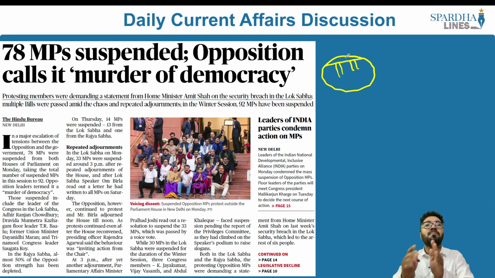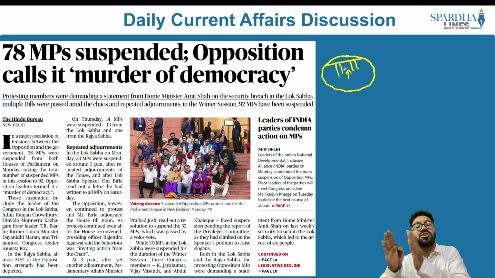Whenever members of Parliament who are seated in the house enter the well of the house and start creating a ruckus, they will be requested not to enter the well of the house. Despite these attempts, if the members still enter, that is when suspension can be initiated by the presiding officers of the house. Who are the presiding officers?